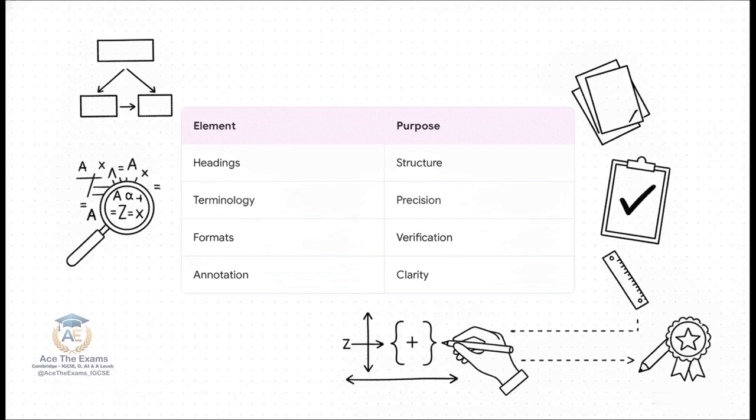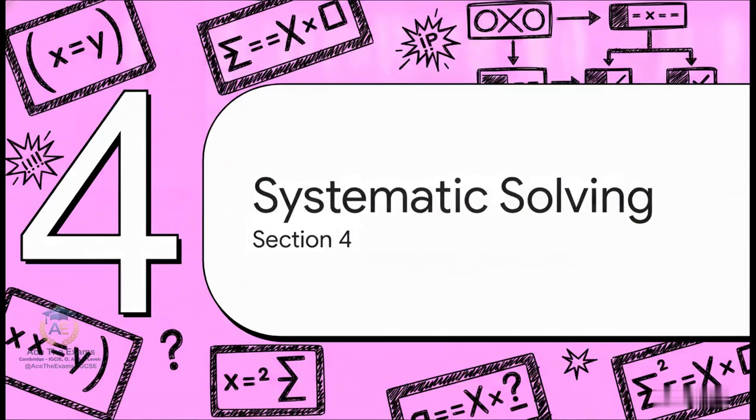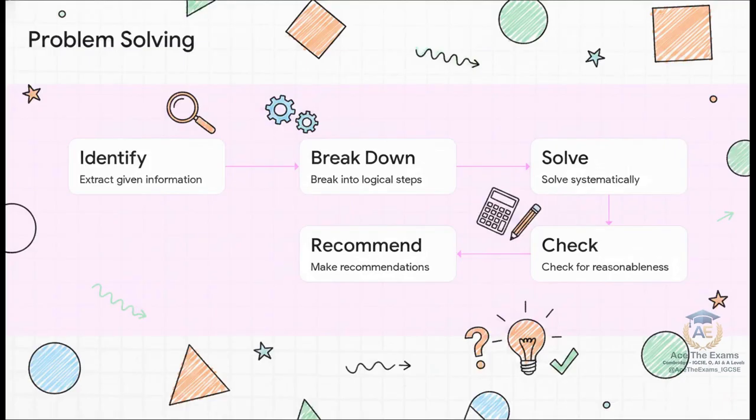Section 4, Systematic Problem Solving. Let's build your ultimate framework. We need an overarching procedural flow to deconstruct these unfamiliar contexts. Here is the definitive problem-solving framework you should be using. Think of this as your 5-step kata.